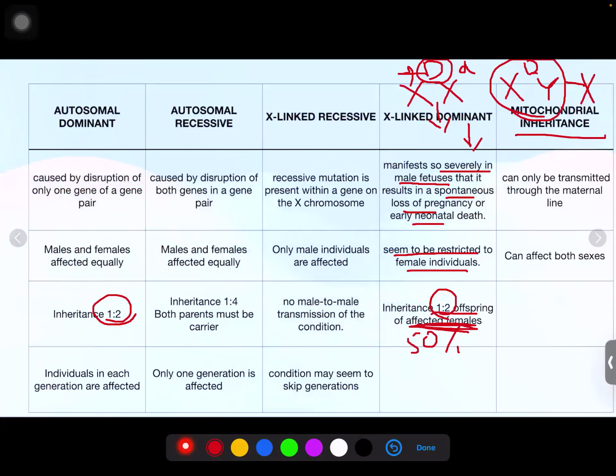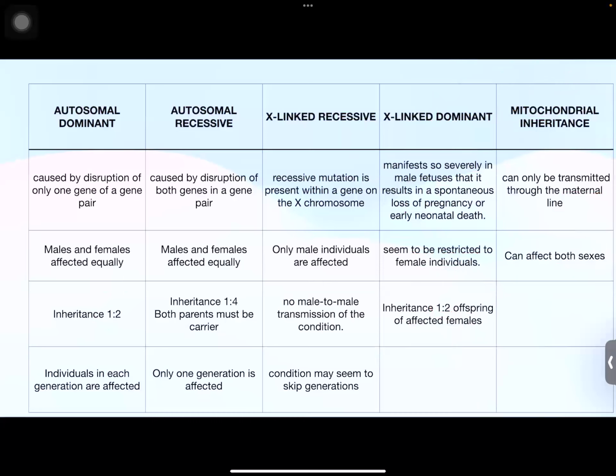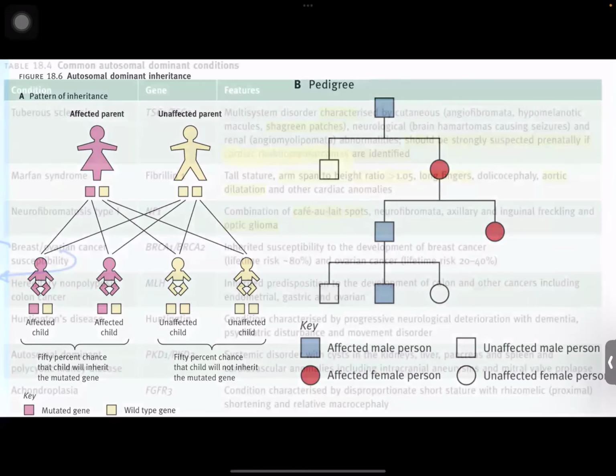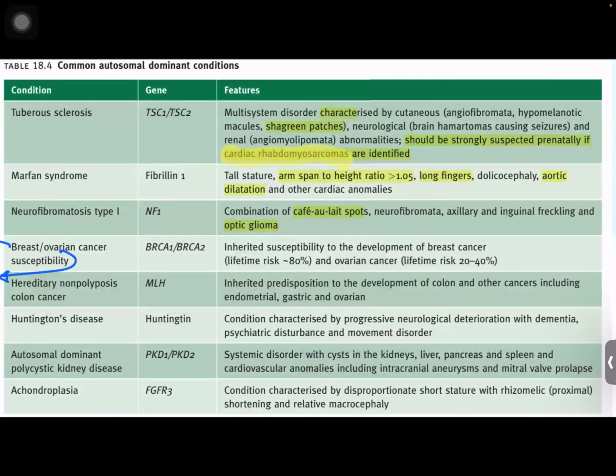So coming to the last inheritance pattern, the mitochondrial, I told you previously, they are only transmitted through the maternal line and can affect both sexes. Okay, so this was the basic concept of all the diseases. You have to draw the pedigrees, you have to understand these pedigrees because you cannot memorize these things. You cannot memorize that there are so many percent chances of diseased and so many carriers. But you have to memorize which diseases are autosomal dominant and which diseases are autosomal recessive.